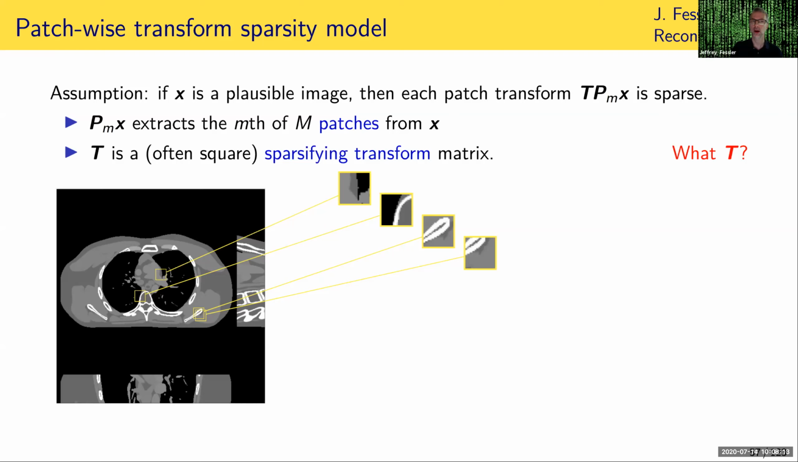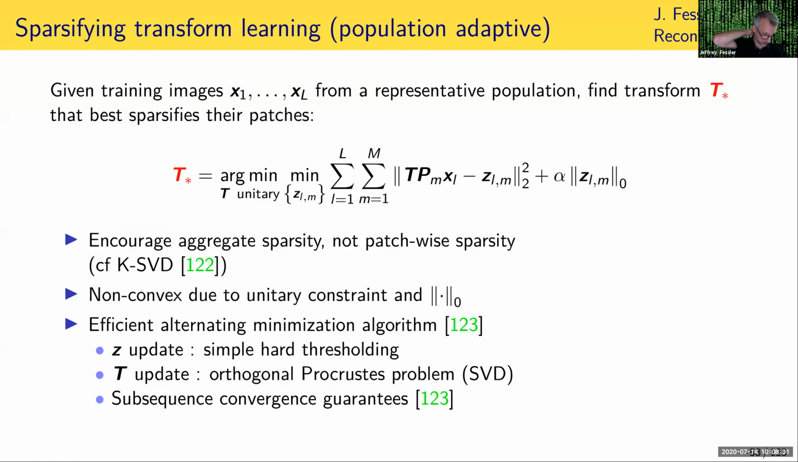Again, to remind you of this model, in the transform sparsity model, we believe that there exists some transform that if we extract patches from the image and apply the transform to those patches, we should get sparse coefficients. So the question is, what transform should that be? In a population adaptive setting, let's try to learn that transform from training data. Let's assume we're given good quality images. In CT, these would be well-sampled or high-dose CT images that are out there in a database. We extract patches from that training data, and then we try to learn a transform that when we apply it to those patches, we get transform coefficients that are sparse.